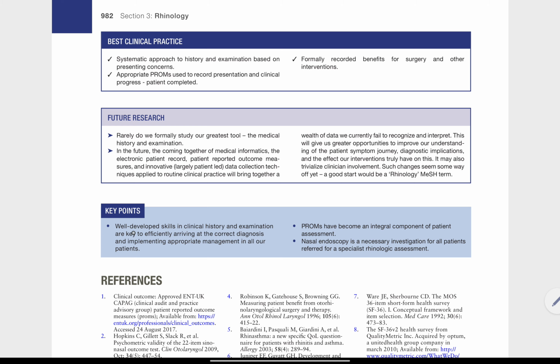Key points: well-developed clinical skills in clinical history and examination are key to effectively arriving at the correct diagnosis and implementing appropriate management in all our patients. PROMs have become an integral component of patient assessment. Nasal endoscopy is a necessary investigation for all patients referred to a specialist for rhinologic examination.